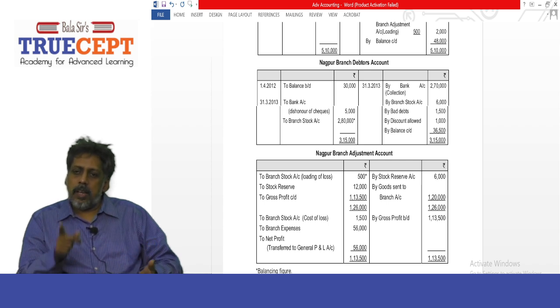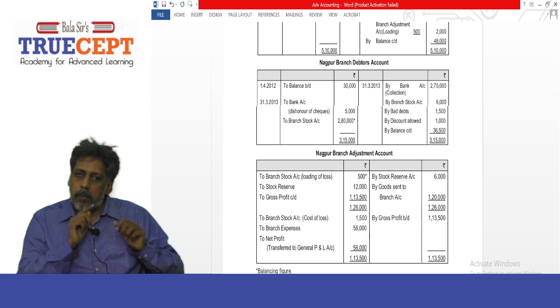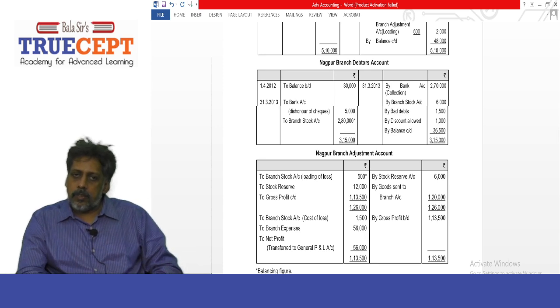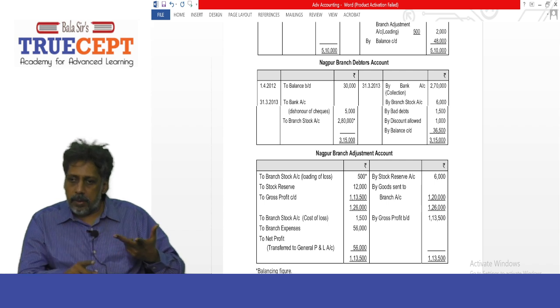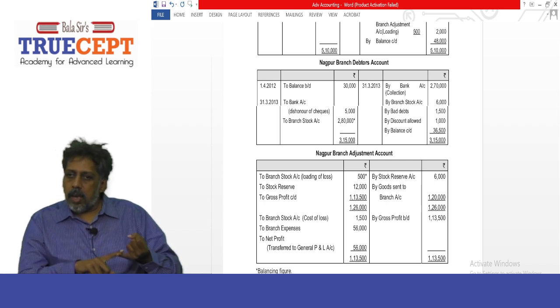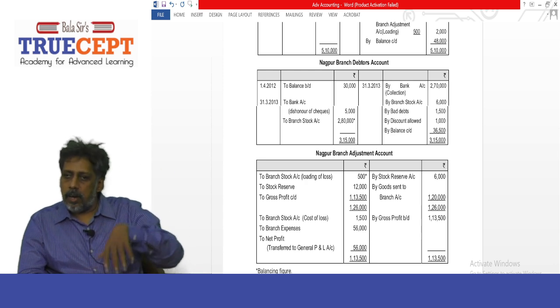So, branch debtors account. To balance brought down, the opening balance. How much? 30,000 rupees. That is given in the question. And then on the credit side, by bank collection, by bank account, collection from customers. How much? 2,70,000. Very good.